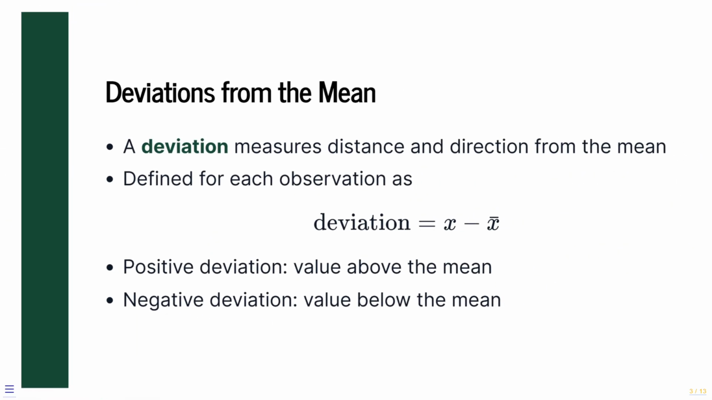To understand variance and standard deviation, we begin with the idea of a deviation from the mean. A deviation measures both the distance and direction of an observation relative to the mean. Formally, a deviation is defined as x minus x bar, where x is the observation and x bar is the sample mean. Positive deviations indicate values above the mean, while negative deviations indicate values below the mean.